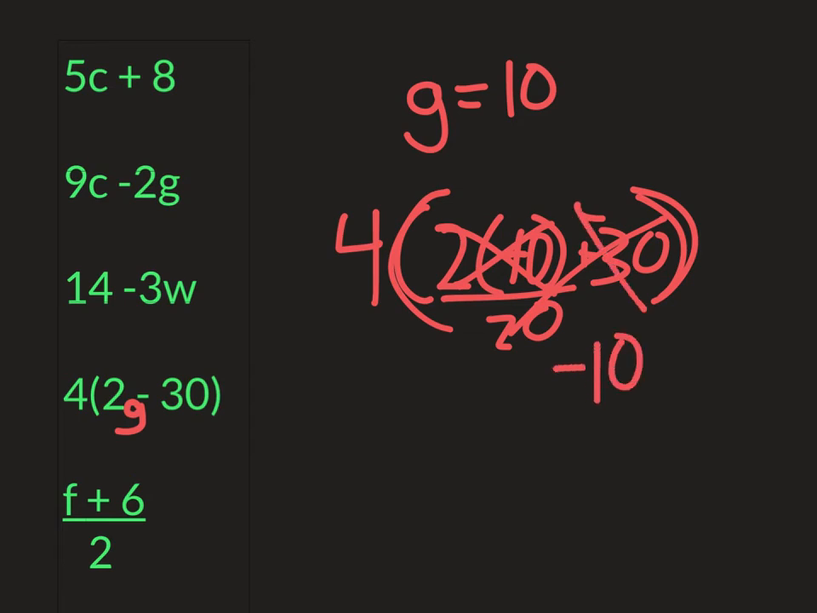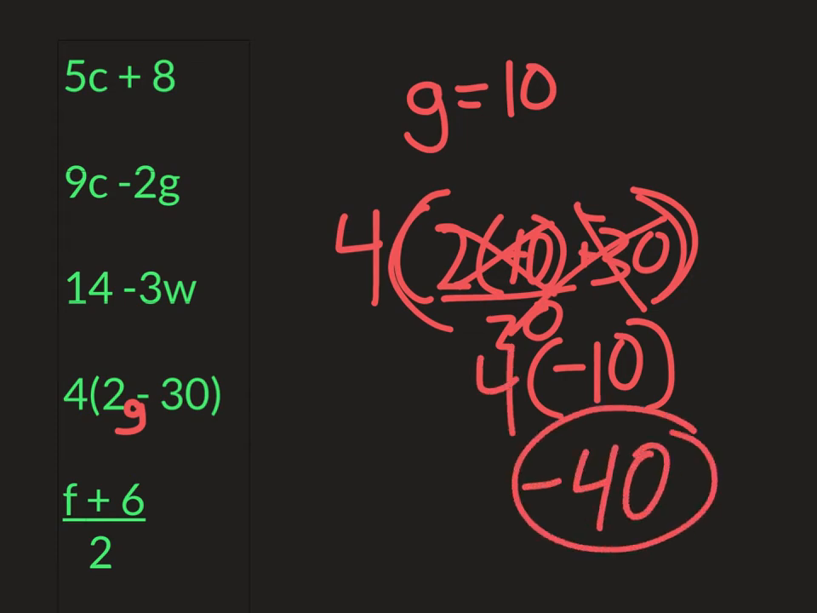Because they fight. And the negatives went up by 10. And now I have a 4 right next to a -10. That's 1 negative in that problem. So your answer is -40.